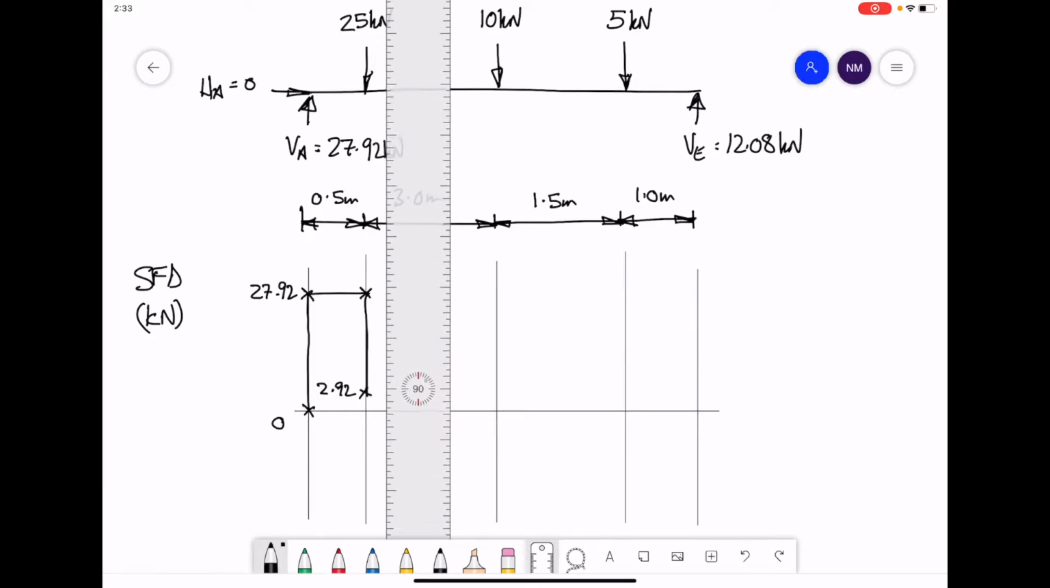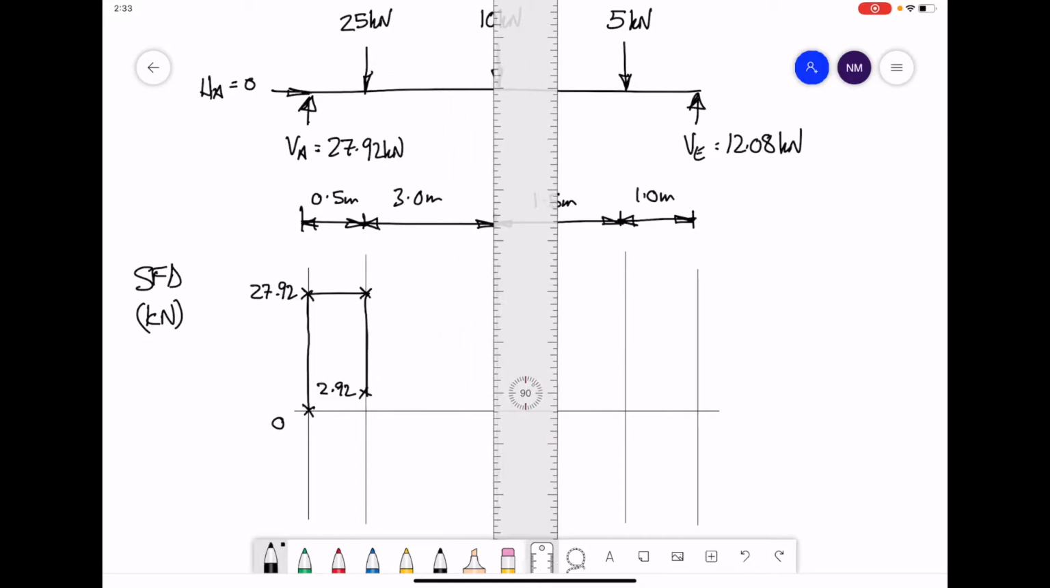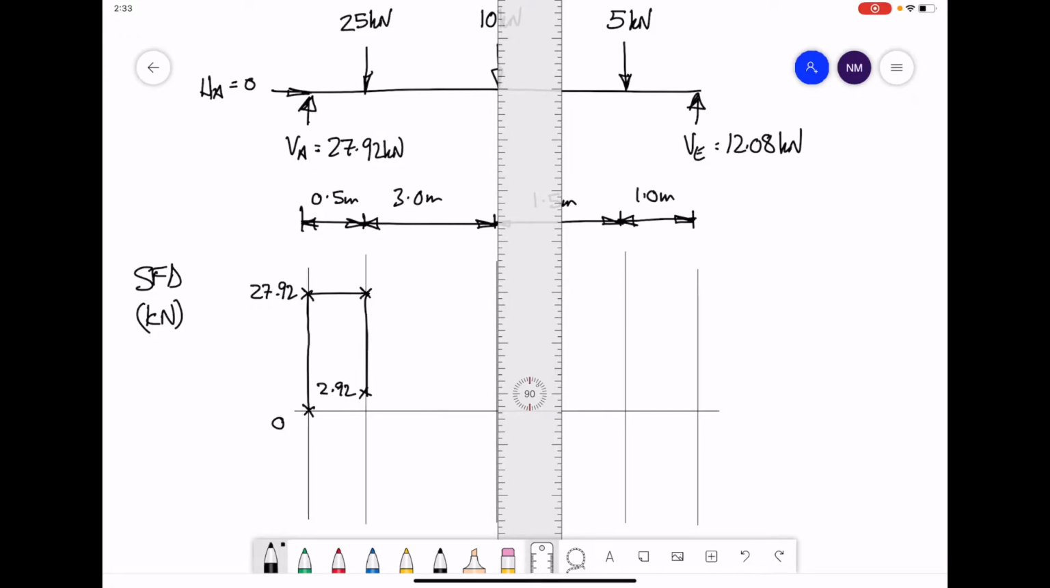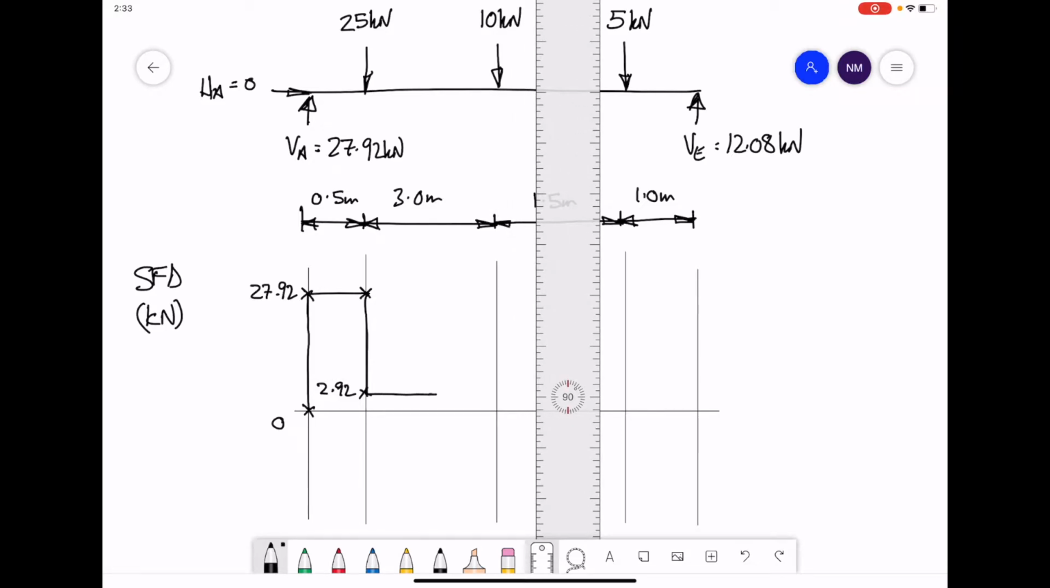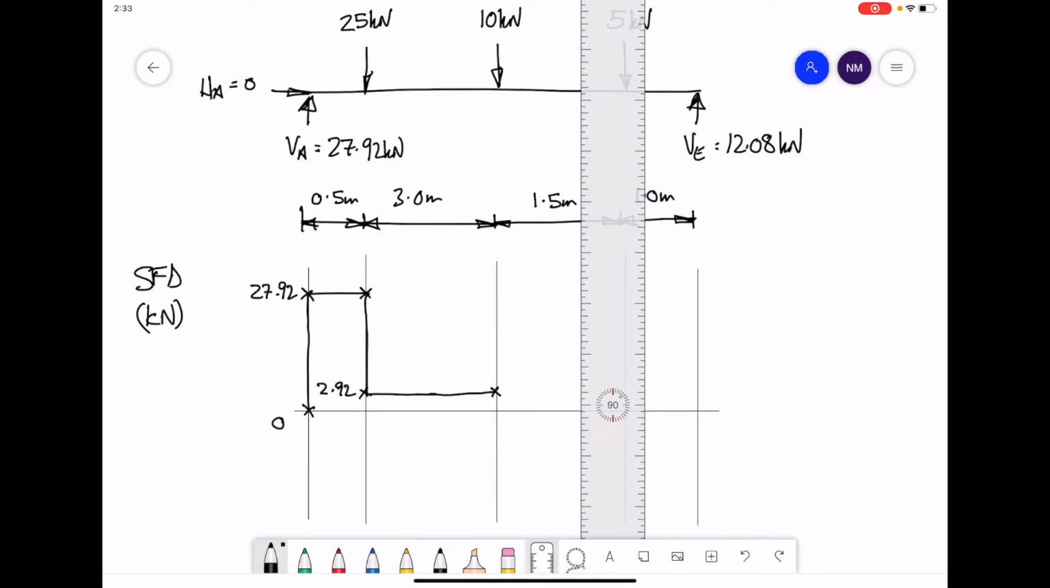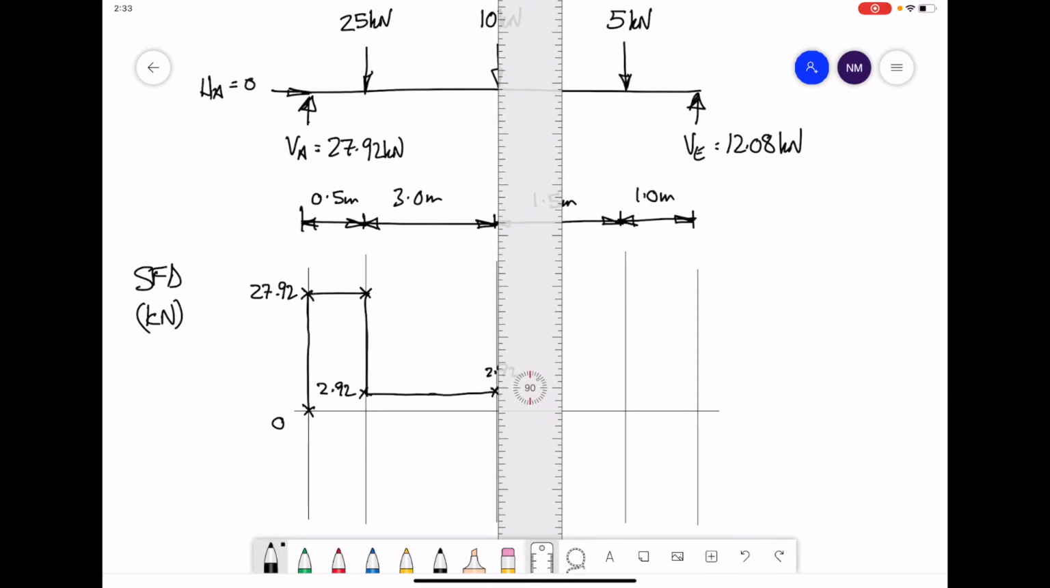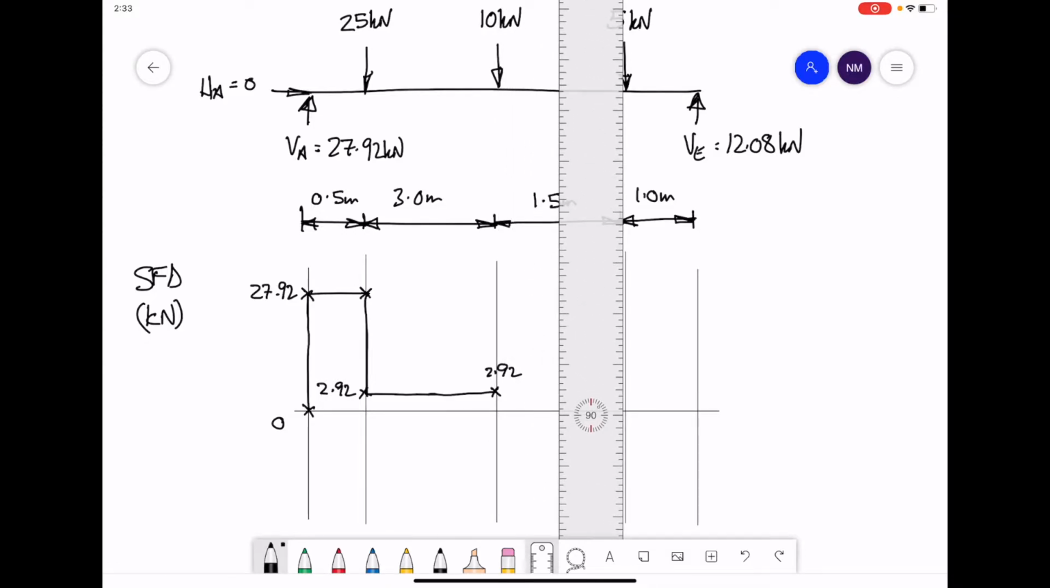As we progress through the next part of the beam, the total shear force from the left to the point that we're considering stays the same at 2.92. Come to the next point load, ten kilonewtons. It's pointing downwards, so it will cause a further drop of 10 on our current value of 2.92, and will take us to a value of minus 7.08.